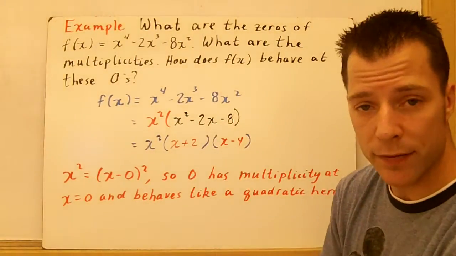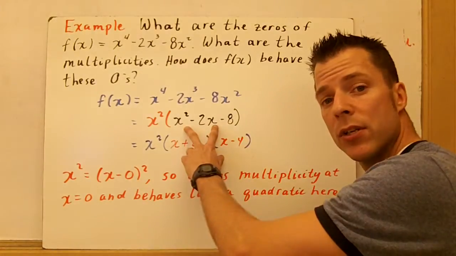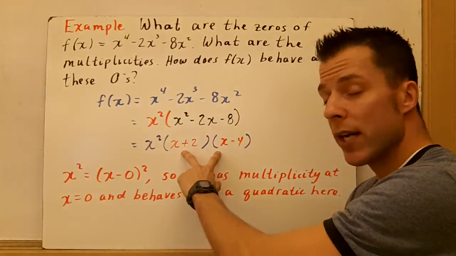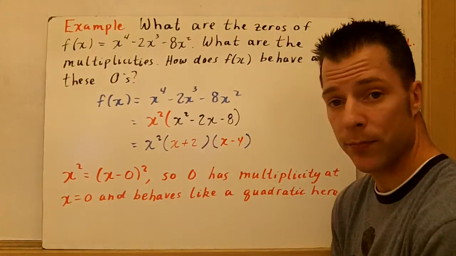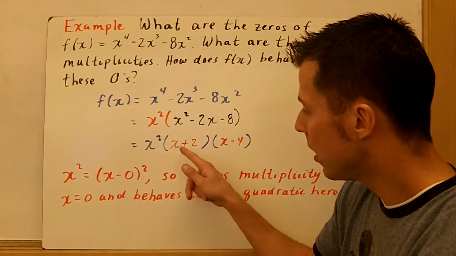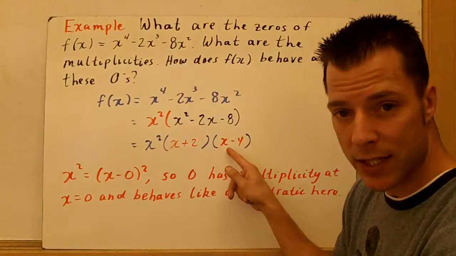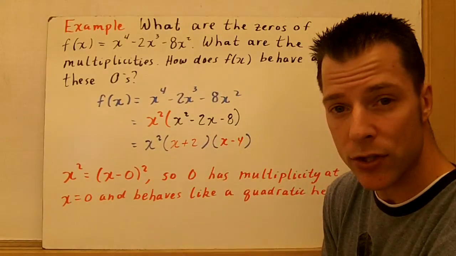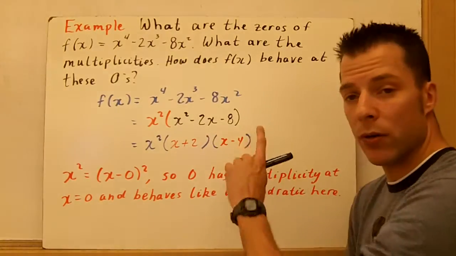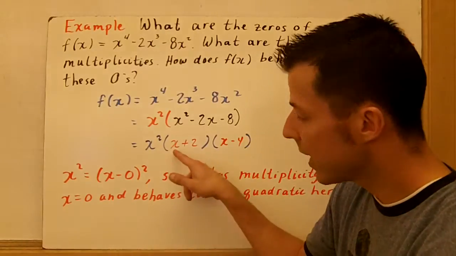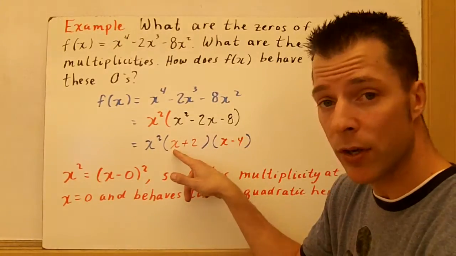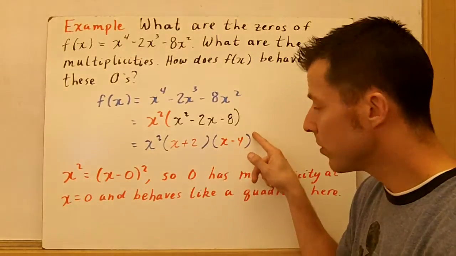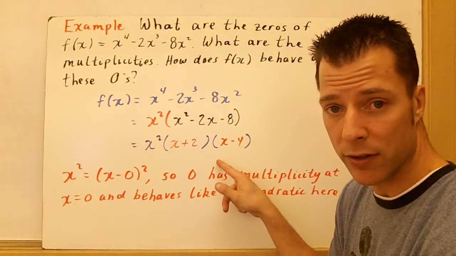I factor out the x squared and I'm left with x squared minus 2x minus 8. Like the first slide, can we factor what's in parentheses first? We can: x plus 2 and x minus 4. These are linear. The zeros here are negative 2 and positive 4. They both have a multiplicity of 1 because the factors don't repeat. They're not raised to any power other than 1. So the zero negative 2 behaves linearly and has a multiplicity of 1. 4 is another zero that has a multiplicity of 1 and will also behave linearly.